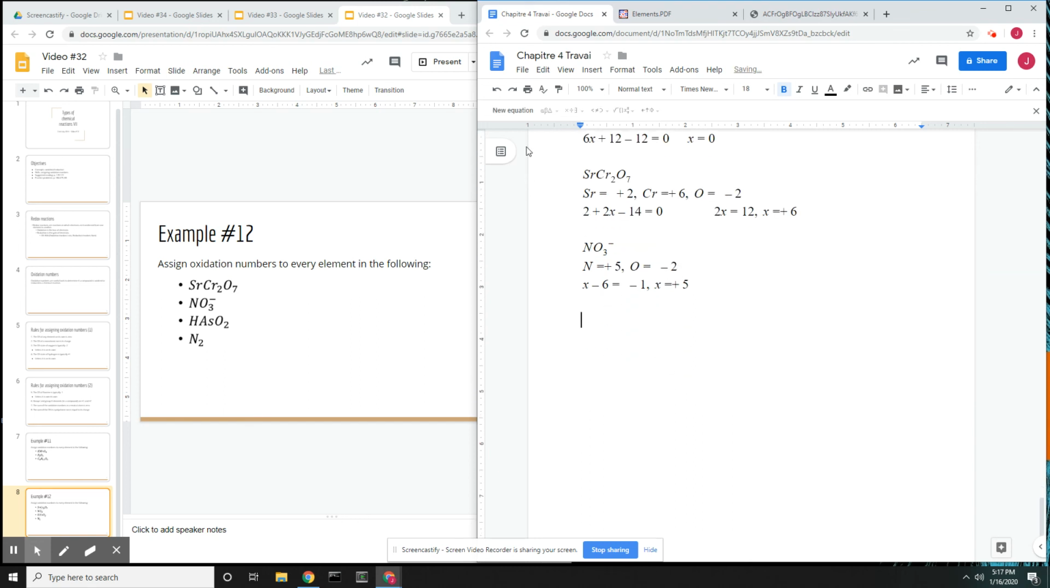Got HAsO2. H is known to be +1. As is not known, so I'm just going to leave that blank for right now. And then oxygen is known to be -2. As ends up having a +3 oxidation state. And then N2, this one is pretty straightforward because it's an element on its own. Its oxidation state is just 0.